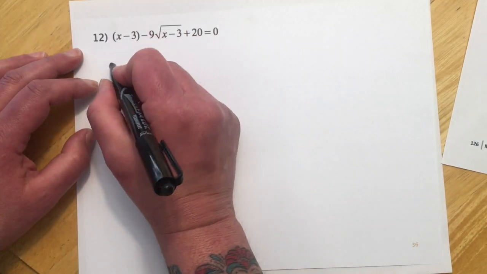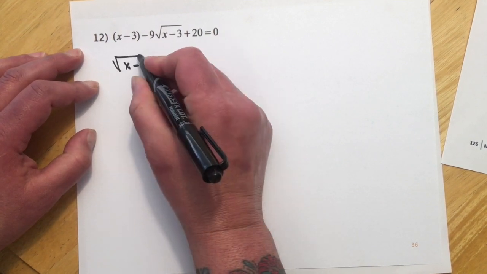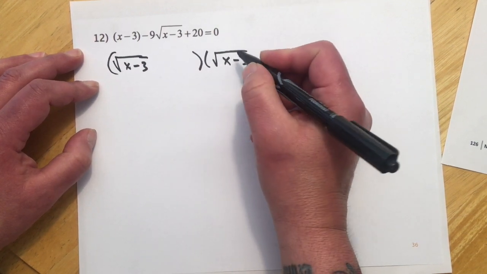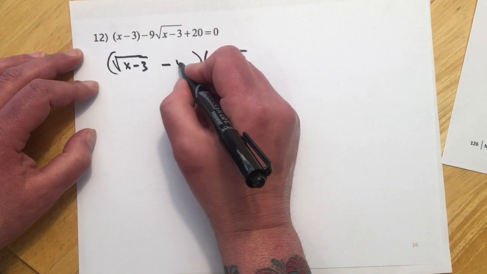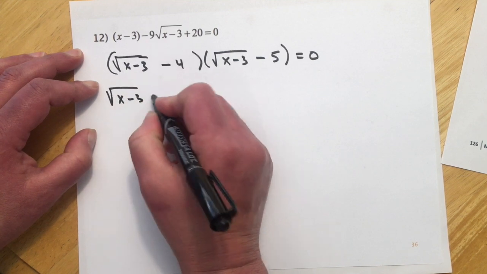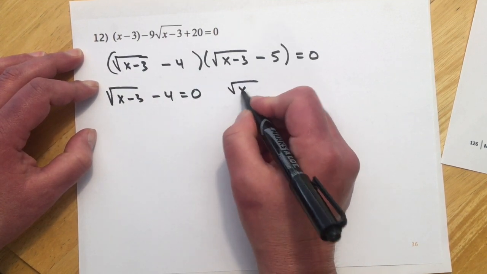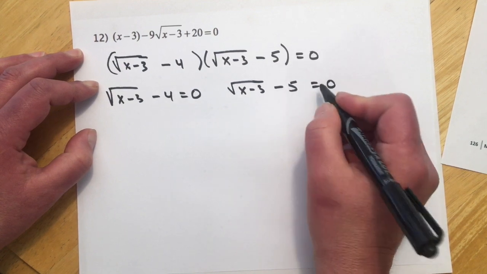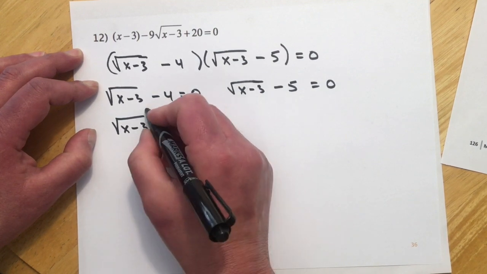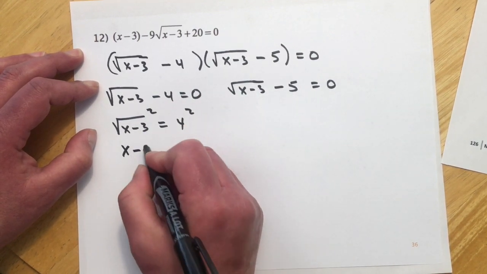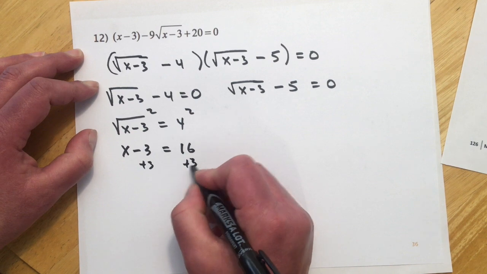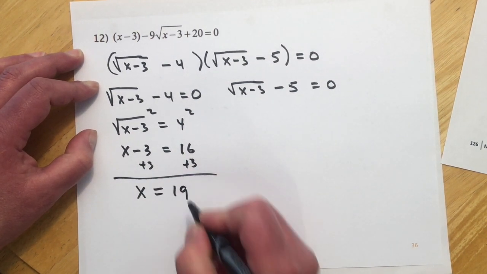And then with a little bit more complicated root. So square root x minus 3, square root x minus 3. So numbers that multiply to 20, add to be negative 9 will be minus 4, minus 5. And setting those to 0, I'll just add the 4 and the 5 over. So 4, it's positive, so that works. Square it. And x minus 3 equals 16. And then add the 3 over. So this side gets us x equals 19.